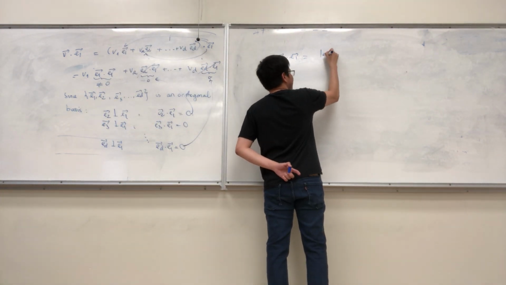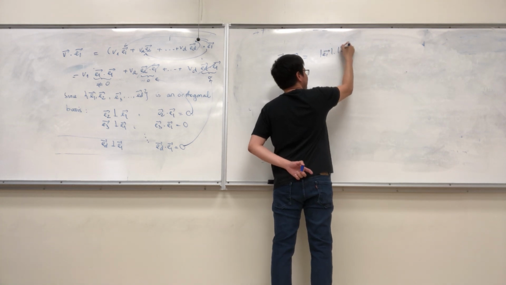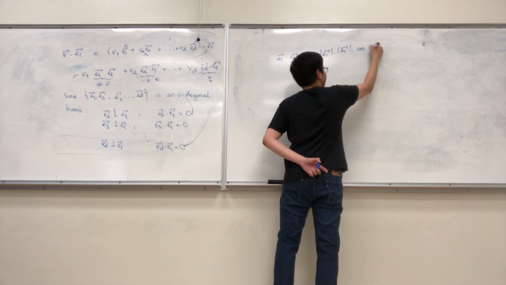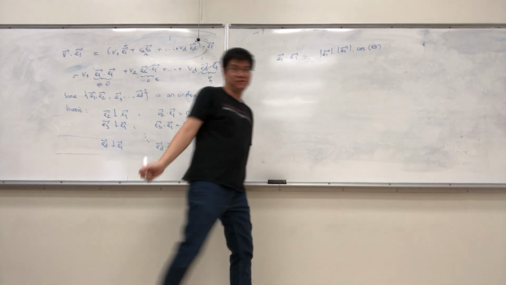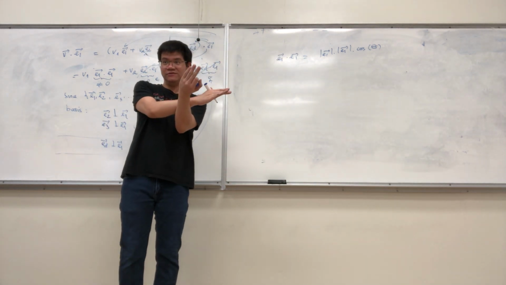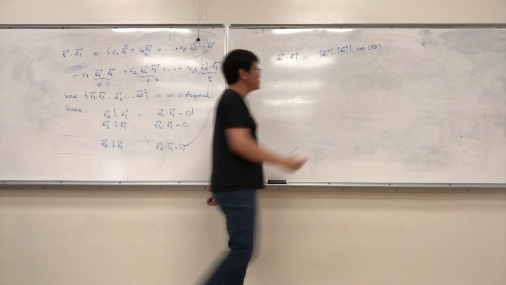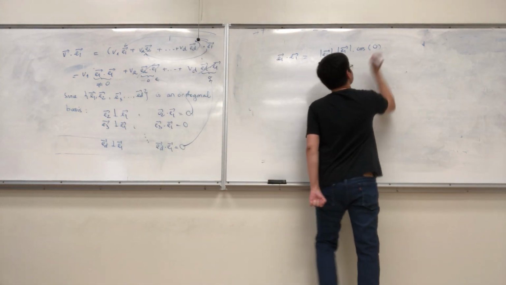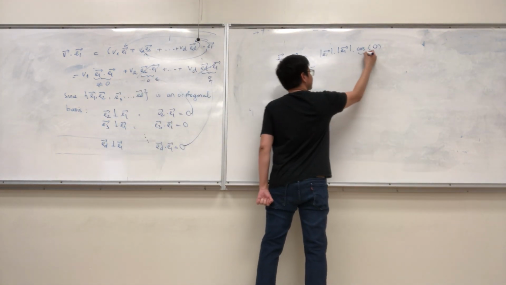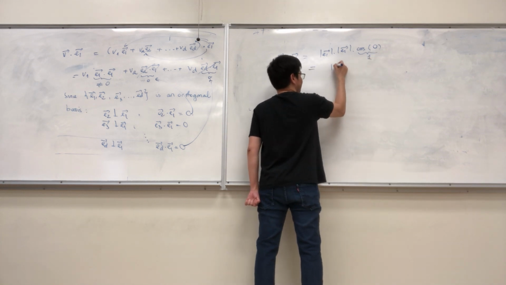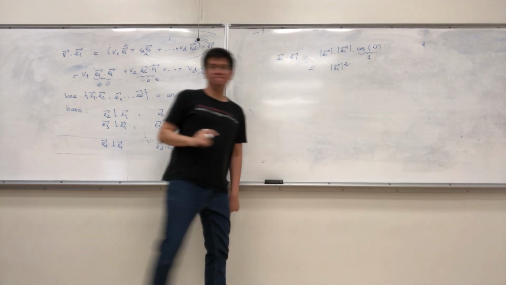So you have E1 times E1 times cosine of theta. Theta here will be 0 because you have the same vector, right? The angle between the vector and itself is 0, so the cosine is 1, and this gives me E1 squared. Alright?